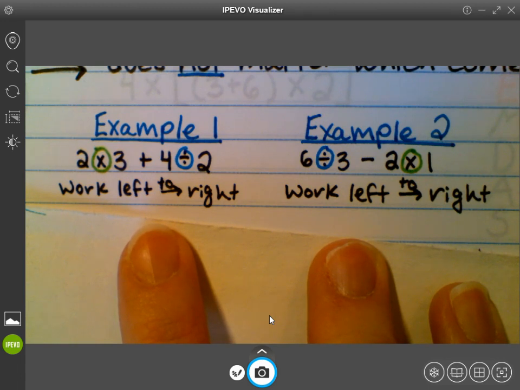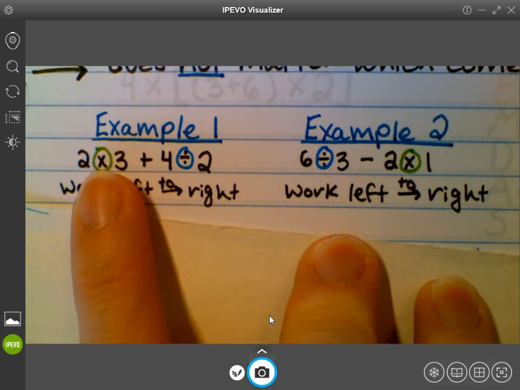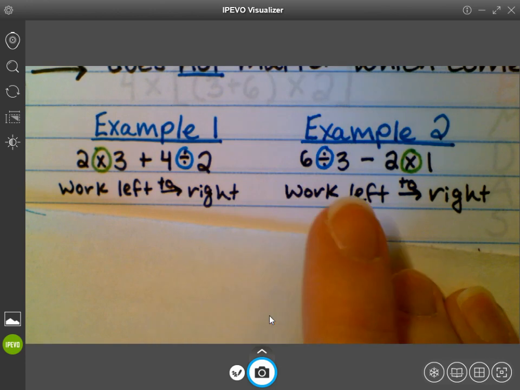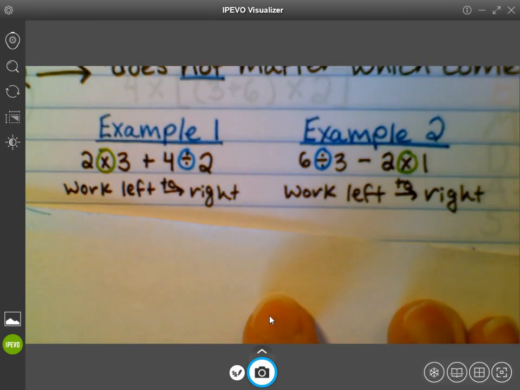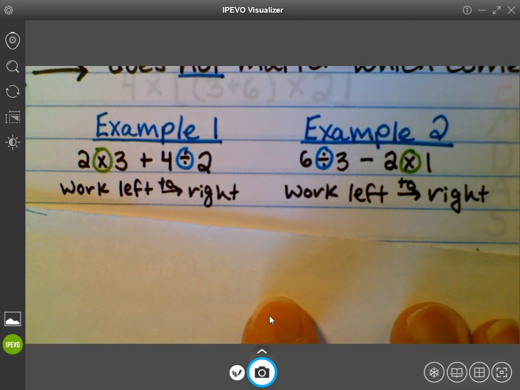So with multiplication and division, it doesn't matter which one comes first. You just solve the one on the left first, then the right. We work left to right.